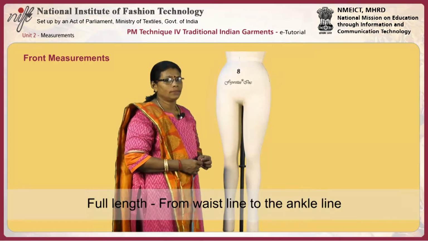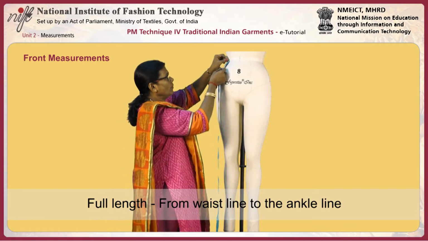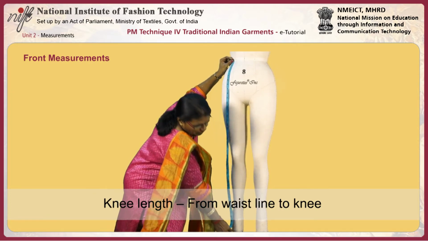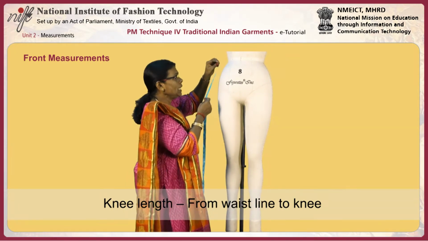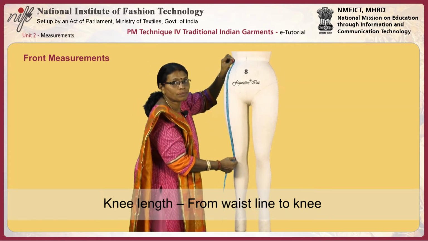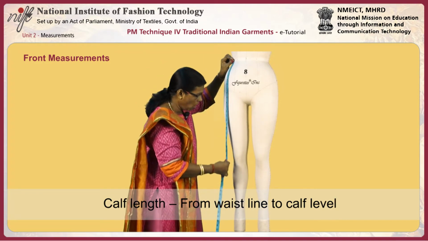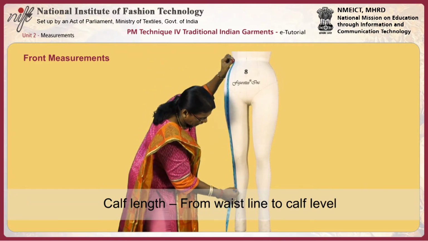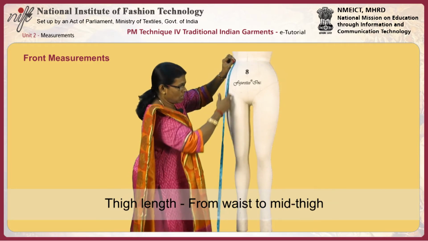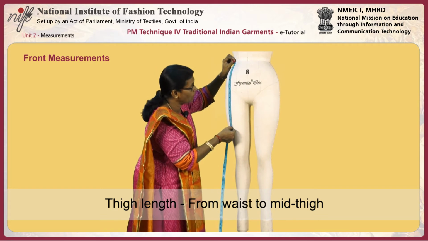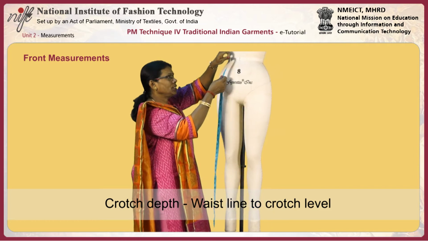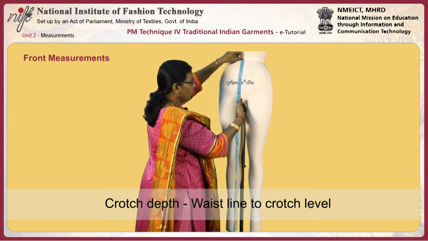The full length starts from the waistline to the ankle line. The knee length starts from the waistline to the knee, and calf length is from the waistline to the calf level, and thigh length is from the waist to mid thigh, and the crotch depth is from the waistline to the crotch level.